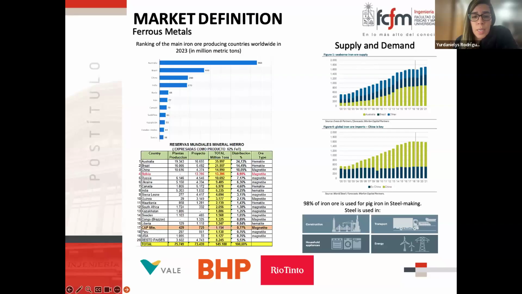Worldwide, the economically exploitable iron ore reserves are approximately 150,000 million tons, expressed as iron ore concentrate with 62% total iron. The deposits are mainly focused in 20 countries, constituting 95% of world reserves. As you can see, these are mainly Australia, Brazil, and China.